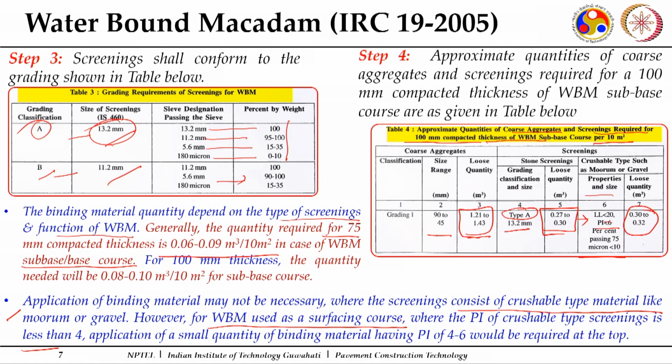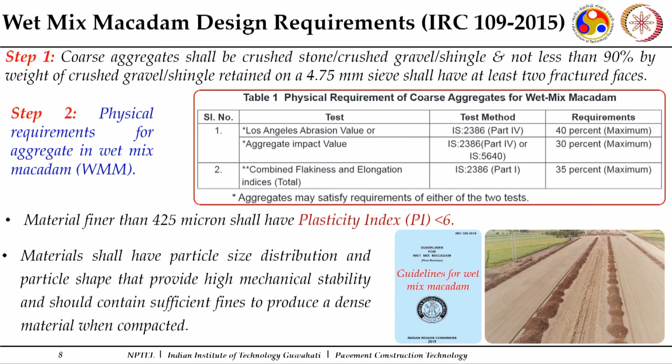But specifically when this is to be used as a surface course, wearing course, with no bituminous top over it, and the PI of crushable type screening is less than 4, then application of a small quantity of binding material having PI of 4 to 6 is required on the top. So, these are some specific requirements regarding the design of waterbound macadam.